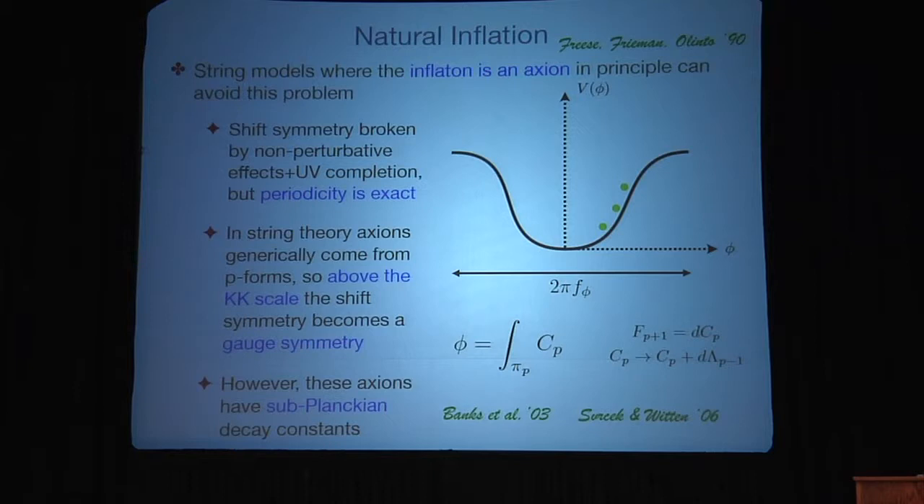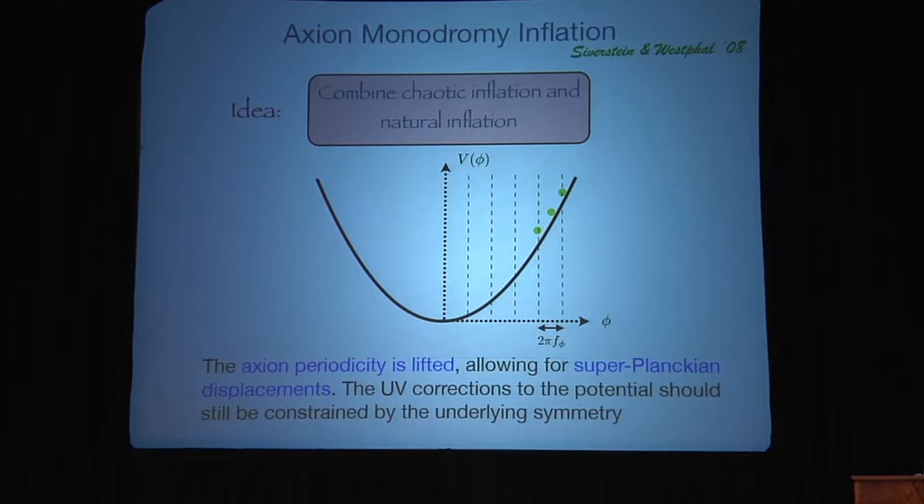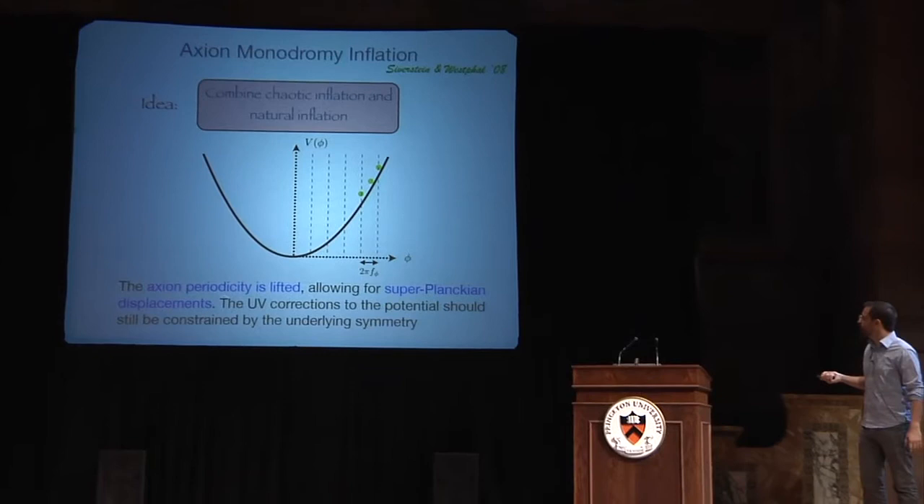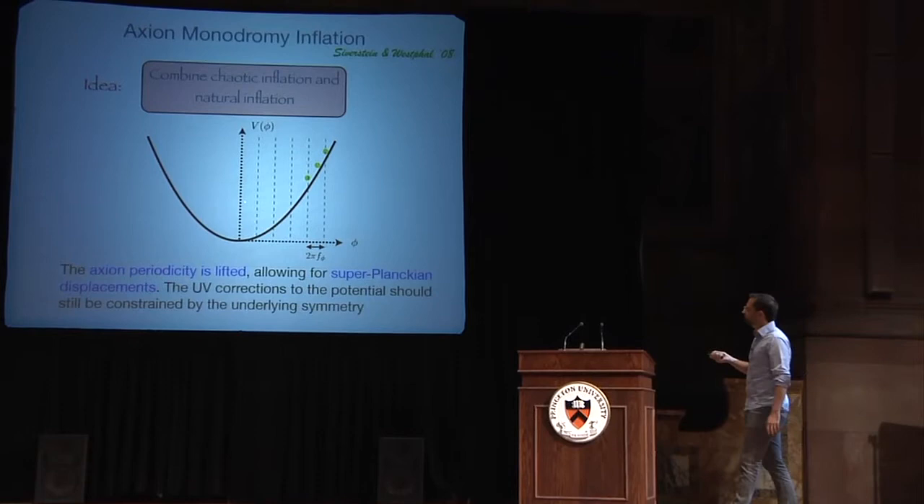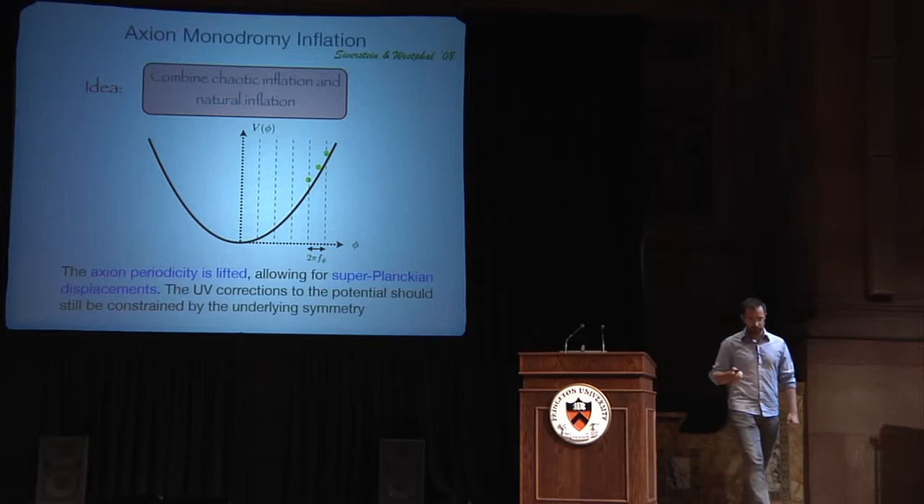Now, following again the same philosophy as the previous talk, one can combine these two ideas and go for this proposal, which is this model of axion monodromy inflation. Okay, we basically combine chaotic inflation and natural inflation. We take an axion, we give it a mass. Now, the axion is no longer periodic. It cannot be, because its potential is not periodic. And this allows a super-Planckian displacement. And then the idea is that because this whole theory remembers that there was once a periodicity for this axion, for this particle, the UV corrections cannot be crazy. Okay, so this is basically the point from which I'm going to proceed in the following.